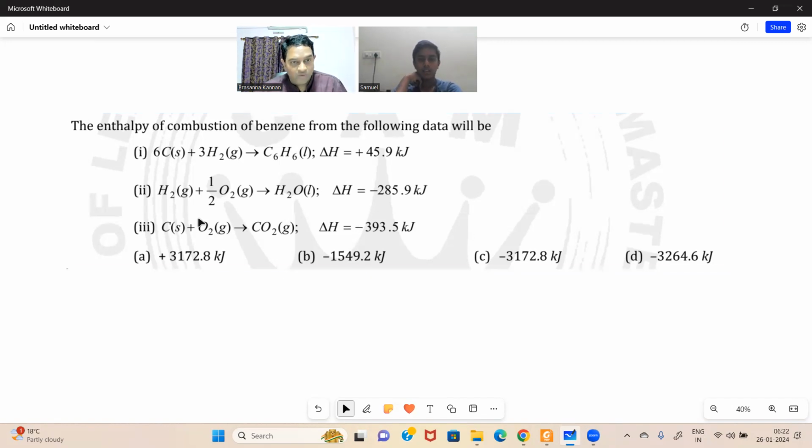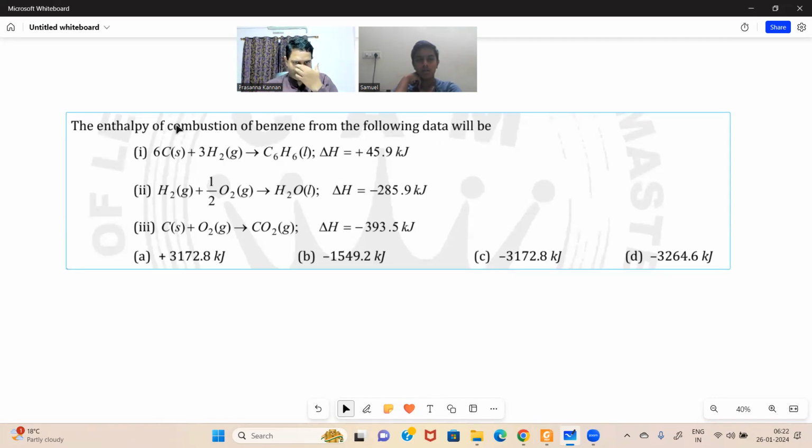Okay, good. So now tell me this question. Enthalpy of combustion of benzene from the following data. So what do you need to find here? The enthalpy of combustion of benzene. What does that mean? This means it's the first case, combustion of 1 mole of benzene. If you have to find it, it means the sum is already over, right?